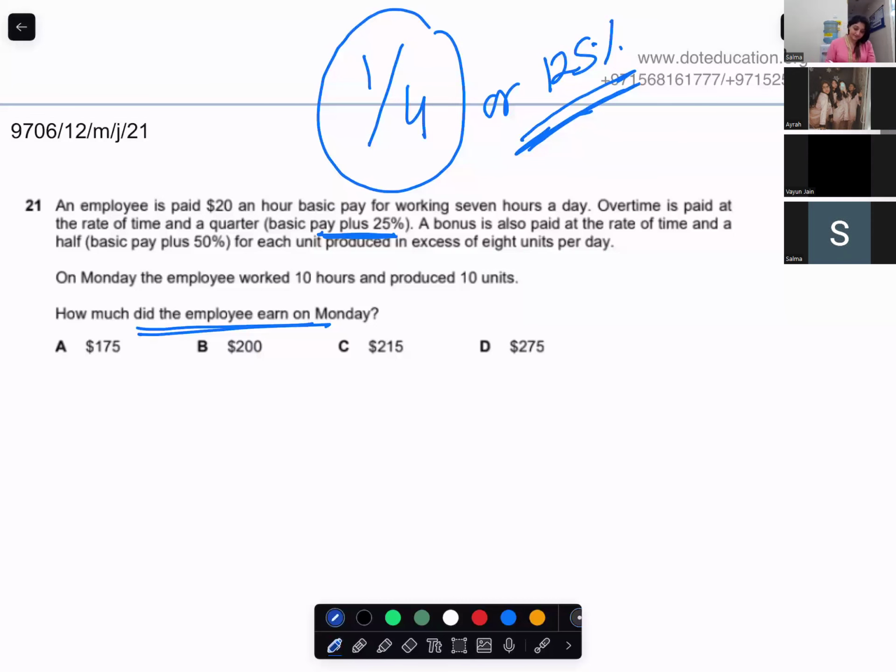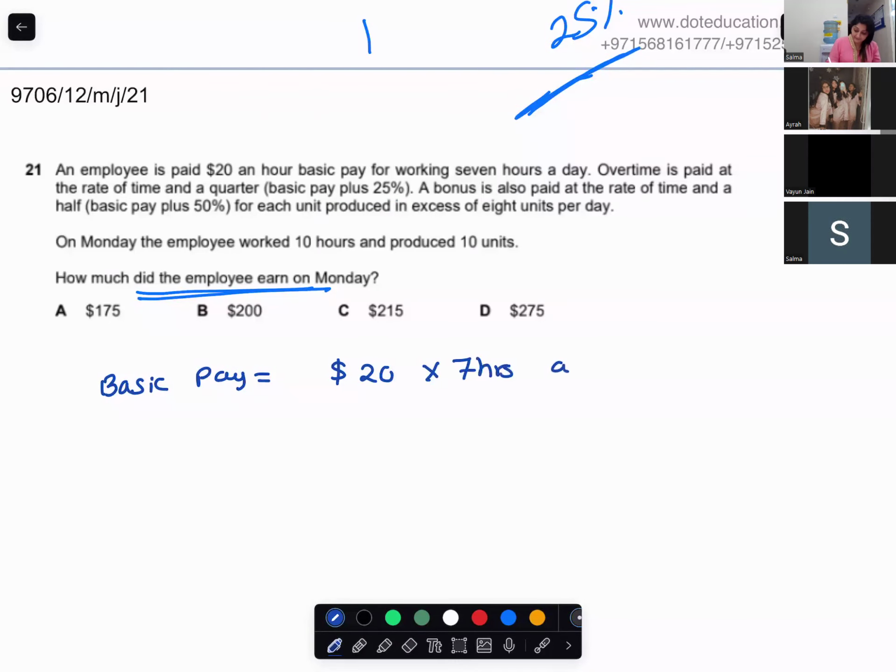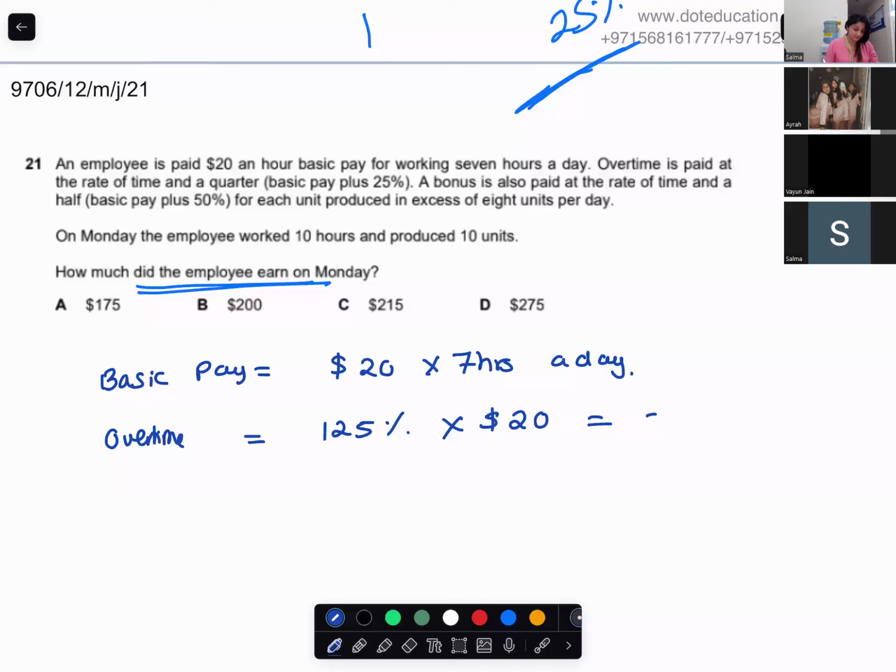An employee is paid $20 an hour, basic pay, for working 7 hours a day. Basic pay is how much? $20 into 7 hours, which is $140 for 7 hours a day. Overtime is paid at the rate of time and a quarter, basic pay plus 25%. So 125% of $20. So overtime is paid $25.